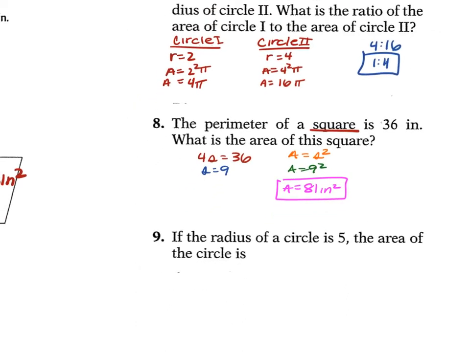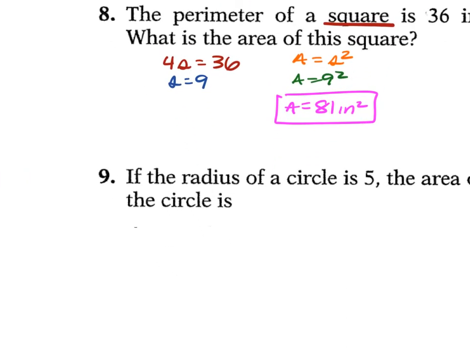Nine says the radius of a circle is 5. The area of the circle is, well, your area is your radius squared times pi. Your radius is 5, so it's 5 squared times pi, which means 25 pi.